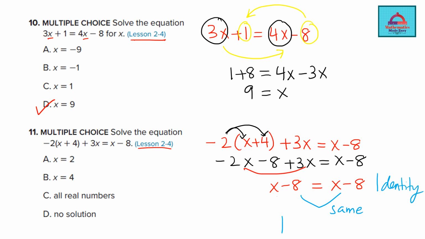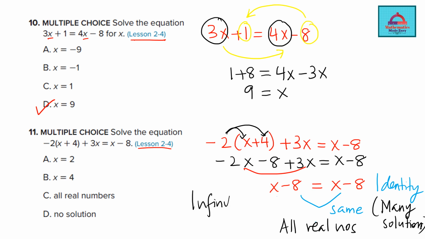So it will have infinite many solutions. All real numbers are going to be the solution, or you can say many solutions, or you can say infinite solutions. All are correct. So if you see the options, which option is matching?